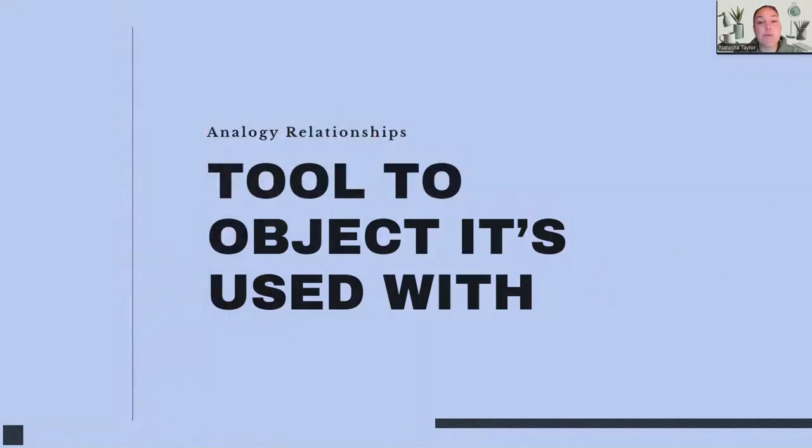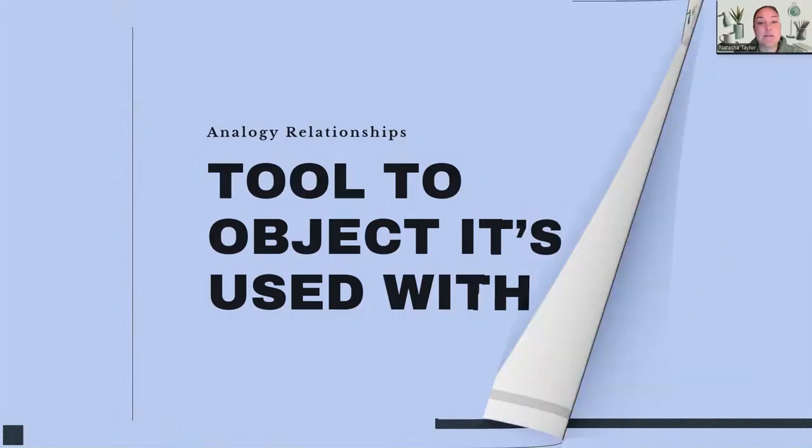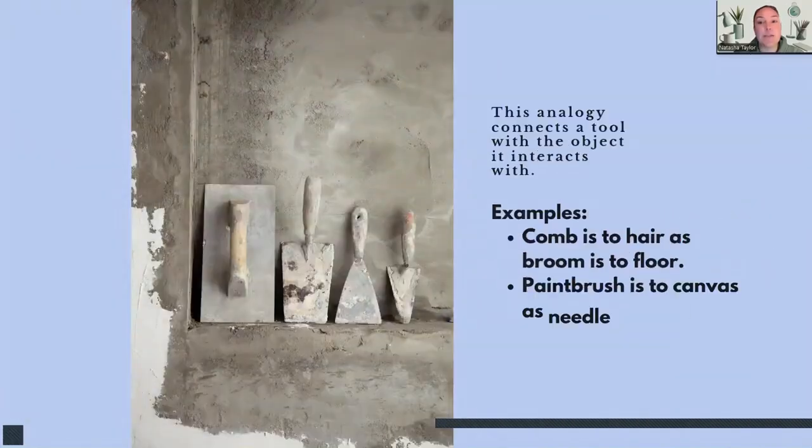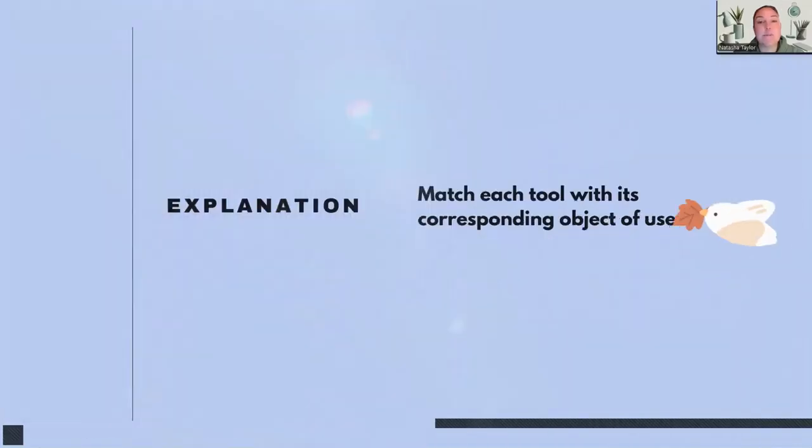Analogy relationships, tool to object it's used with. This analogy connects the tool with the object it interacts with. Examples: comb is to hair as broom is to floor. Paintbrush is to canvas as needle is to thread. Explanation: match each tool with its corresponding object of use.